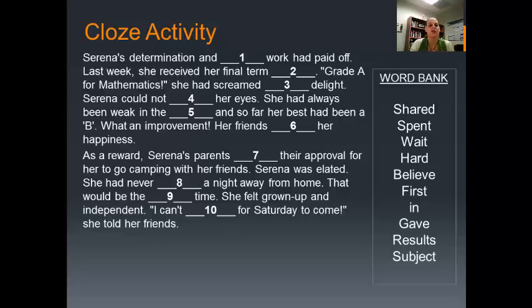Okay. So here we have a paragraph, right? And you can see that there are missing words, okay? And the numbers, 1, 2, 3, 4, 5, 6. So what you can do is read through here. I provided a word bank for you, and try and figure out which words go in the particular spaces, okay? So you would, for example, read, Serena's determination and something work had paid off. And what I want you to do is think about what type of word you think goes here, right? Choose the word, but also pay attention to how you were able to figure it out, okay? How were you able to figure out that that particular type of word belonged in that type of space? I'll give you a second, and then we'll go through it.